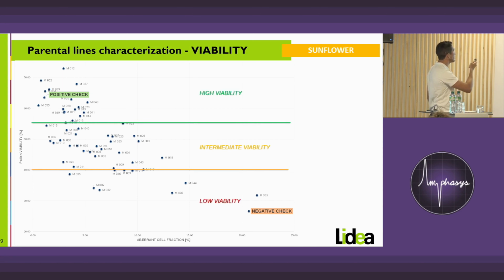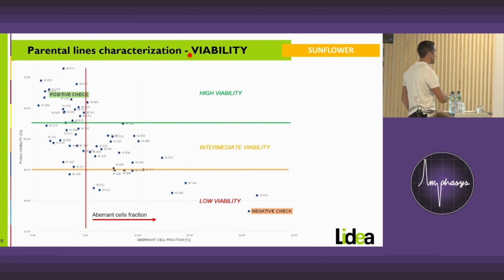So thanks to this result, we are now able to split our panel into different categories. High viability at the top here with a positive check, and also low aberrant cells fraction, an intermediate viability, and a low viability rate. Also, the aberrant cell fraction shows us the susceptibility of our males to thermic stress.